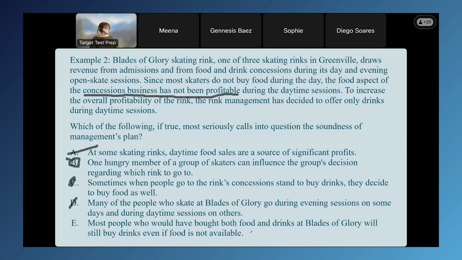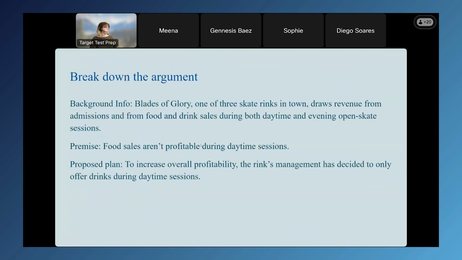E, most people who would have bought both food and drinks at Blades of Glory will still buy drinks even if food is not available. This is a strengthener. It is saying that people that would have bought both will still buy the thing that they're offering. It's not like they won't buy anything. So this doesn't give us any reason to think that the plan will hurt profitability. So our best choice is B.